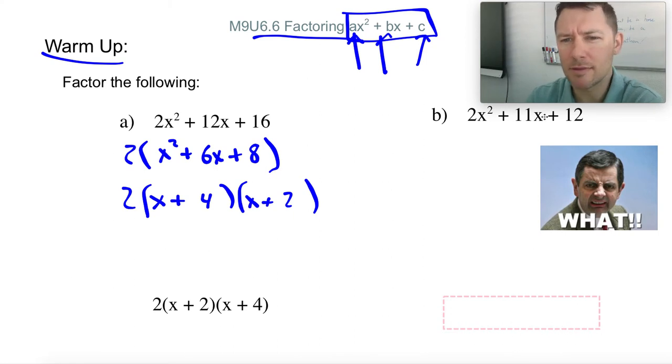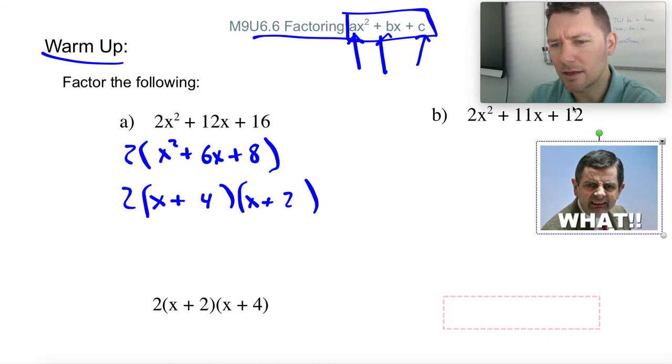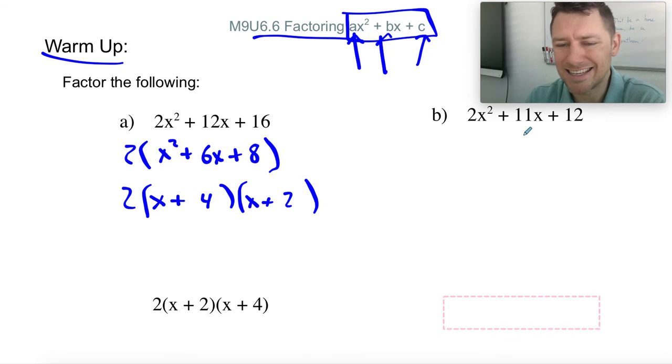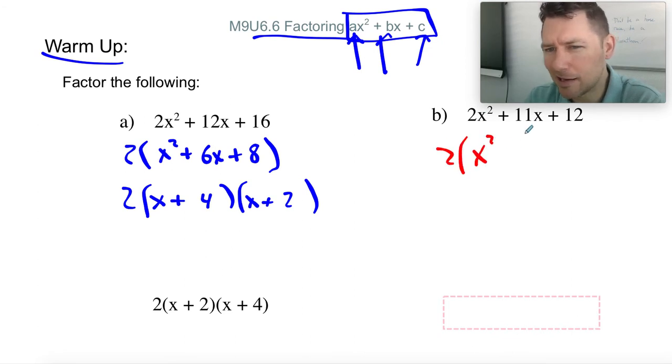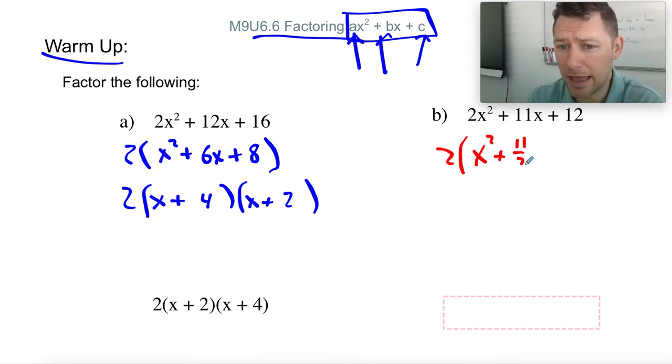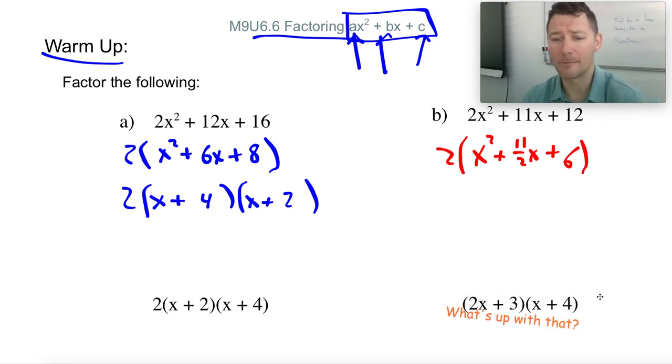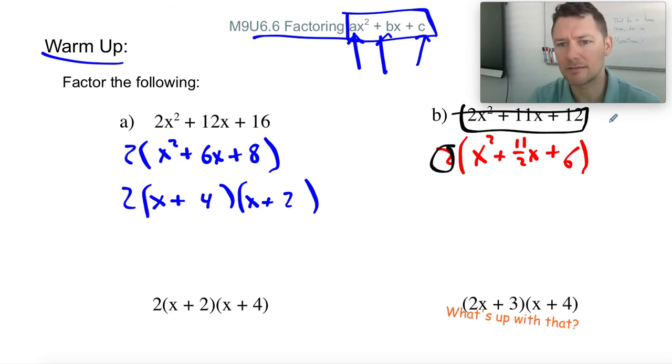If you do that with this, if you pull a 2 out front, you get x squared, but then here you get 11 halves x, and here you get 6. You can factor that, but it's awful. So this factors into this thing. What we're going to learn how to do is, without pulling this term out, take this mess and turn it into this nice factored form, because this is the factored form.